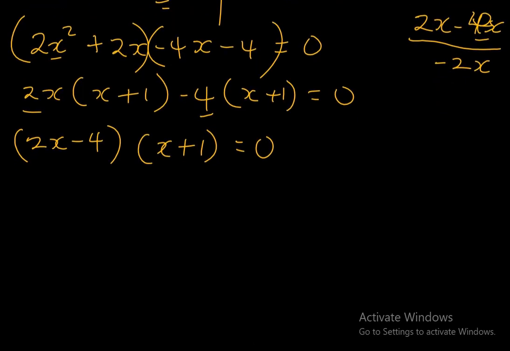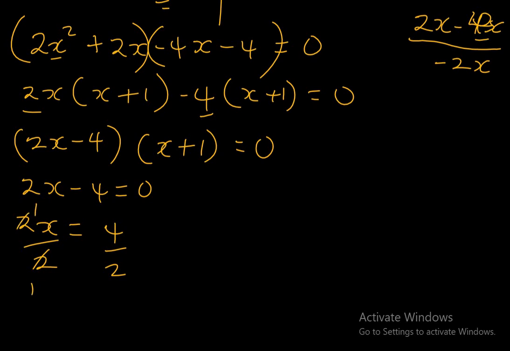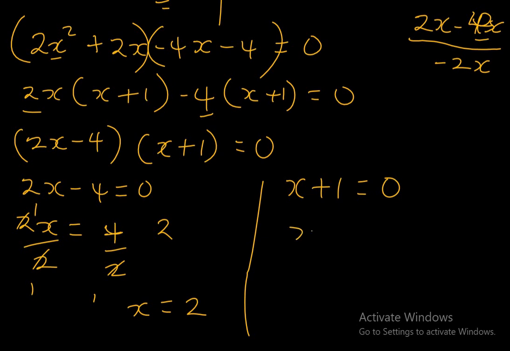From the first bracket, 2x minus 4 is equal to 0. Move 4 to the other side, becomes plus 4. Divide both sides by 2. 2 into 4 is 2, x is 2. Now for the second bracket, x plus 1 equal to 0, move 1 to the other side, x will simply be minus 1.